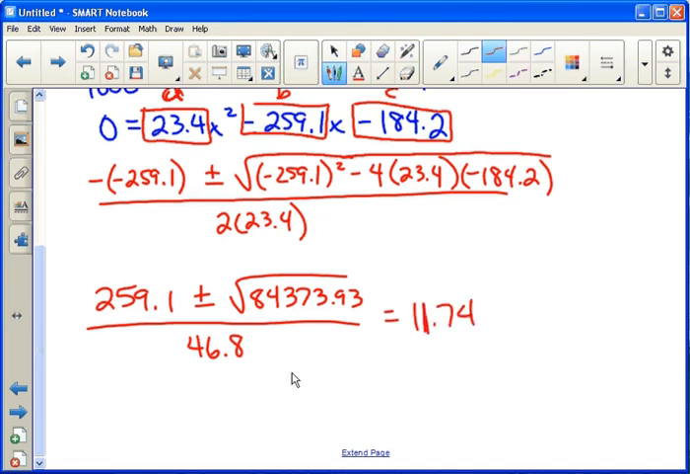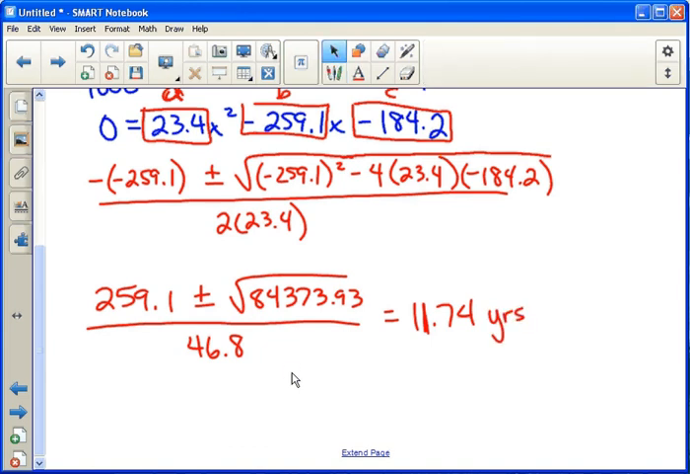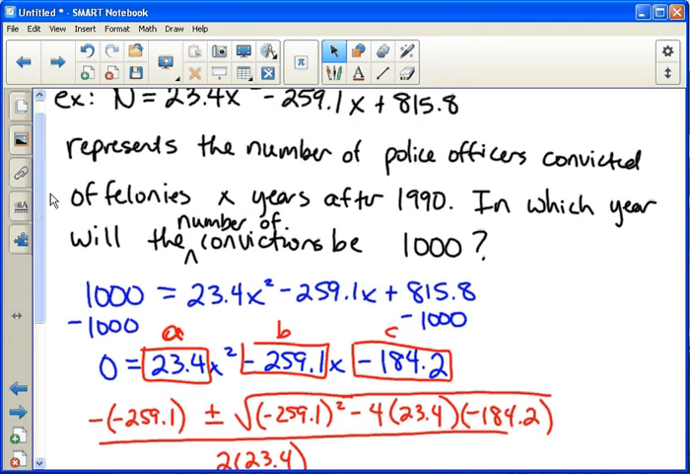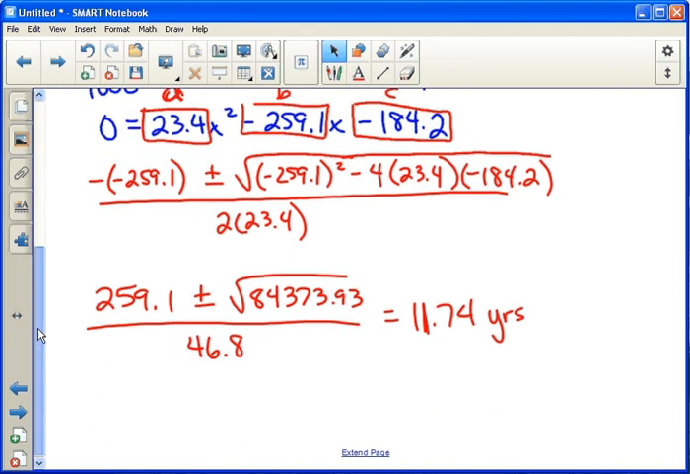So let's go back to what the problem said. It said, in which year will the number of convictions be 1,000? And it was years after 1990. So that's 11 years after 1990. So sometime in the year 2001 is when you'd expect it.